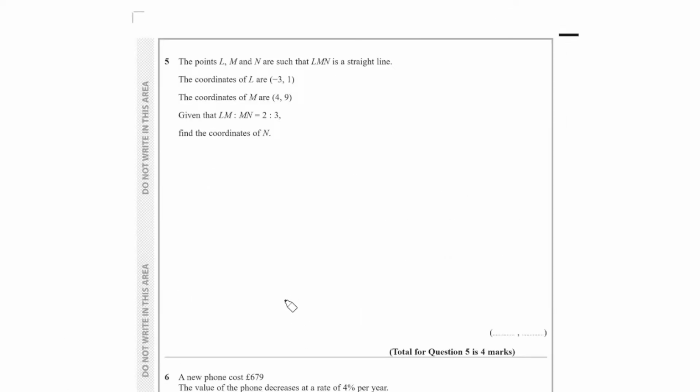Question 5, the points L, M, and N are such that L, M, N is a straight line. The coordinates of L are -3, 1. The coordinates of M are 4, 9. Given that LM to MN is 2 to 3, we need to find the coordinates of N.